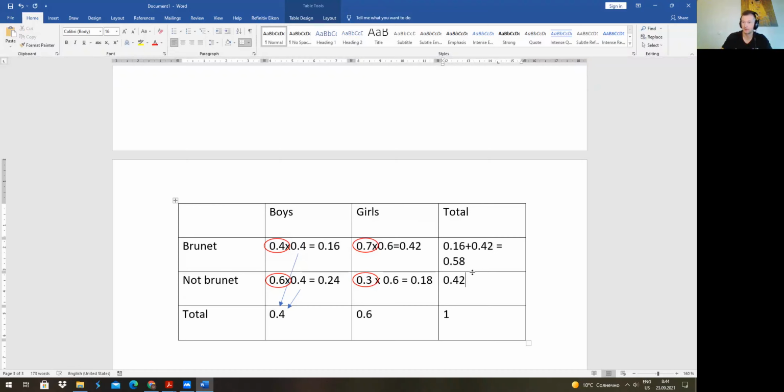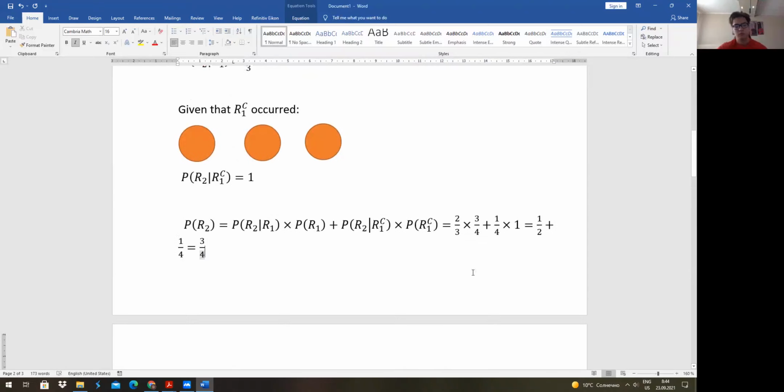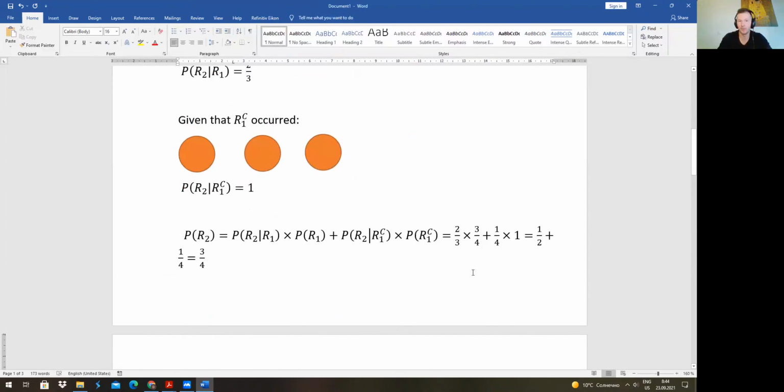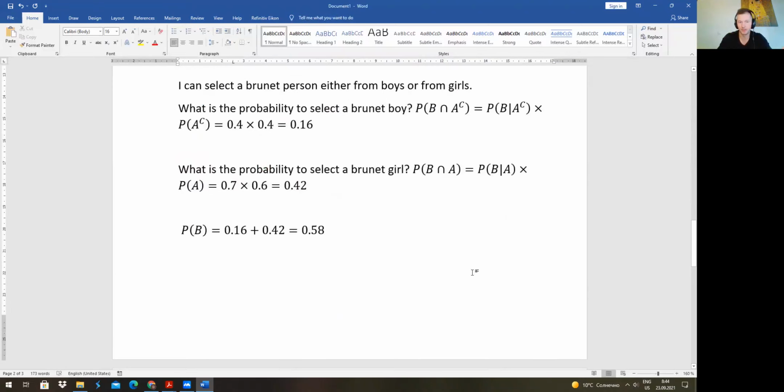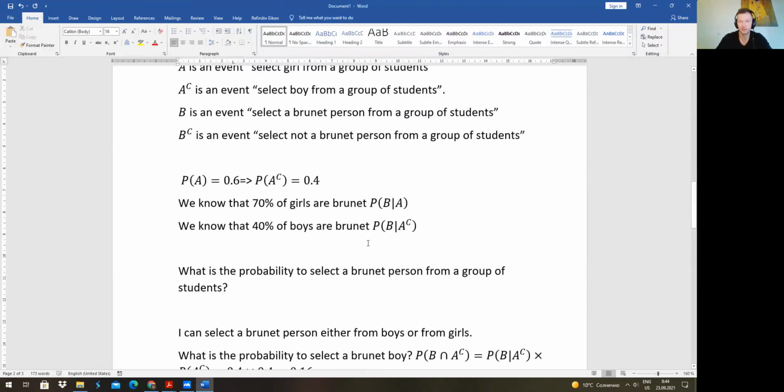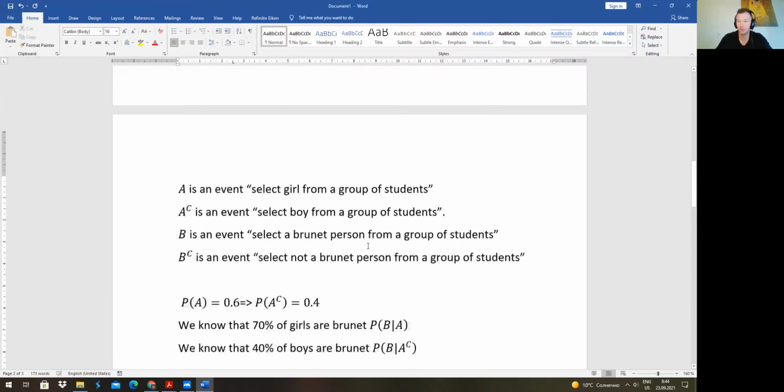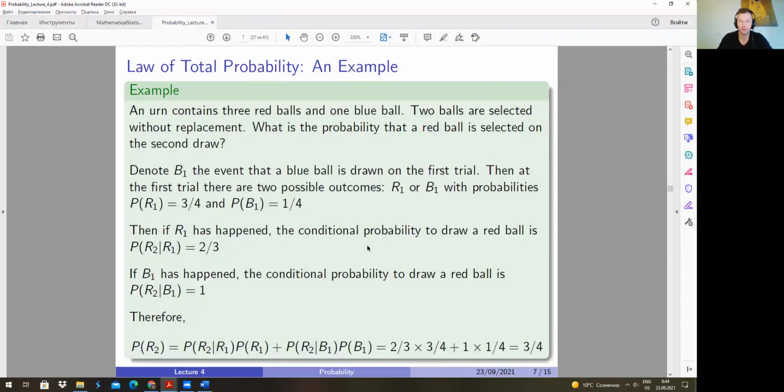Okay, now it is better. Yes, much better, I guess, with this example. Maybe with balls it's not that clear, but with this, when you have two different characteristics of a person, maybe it's better.